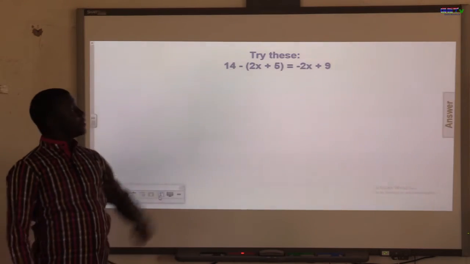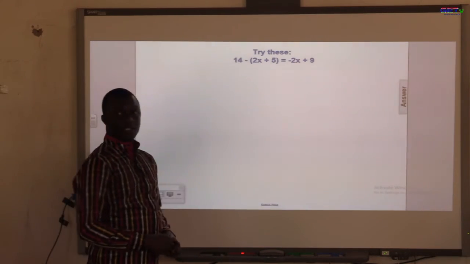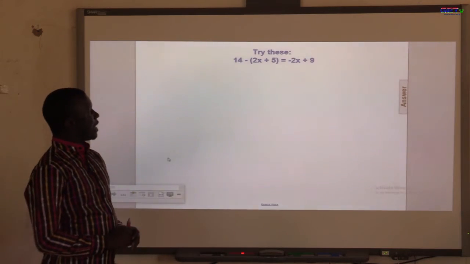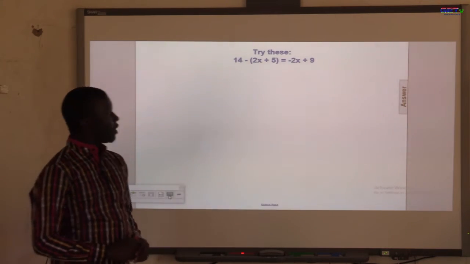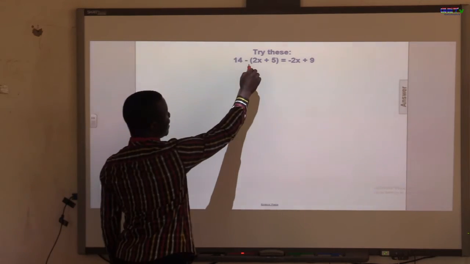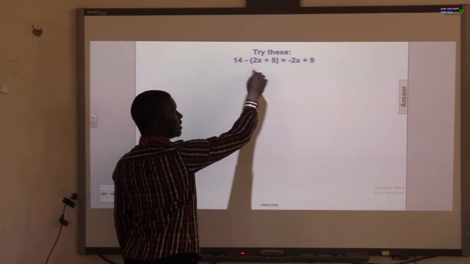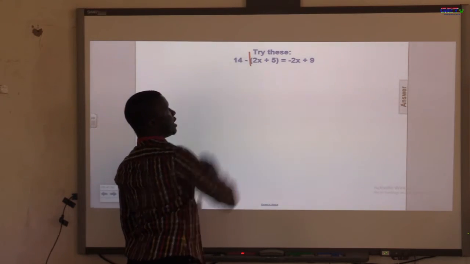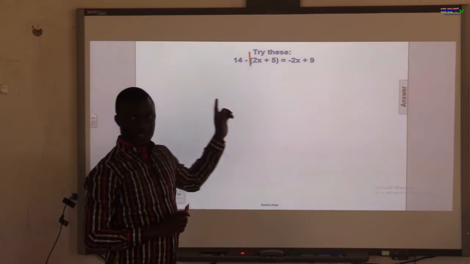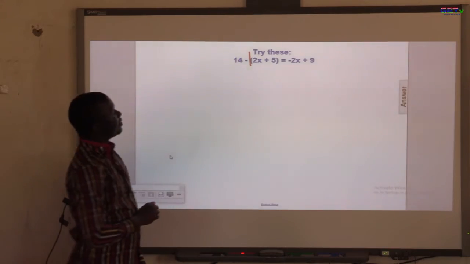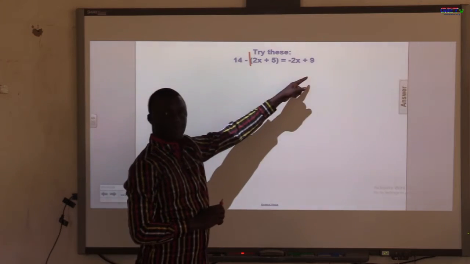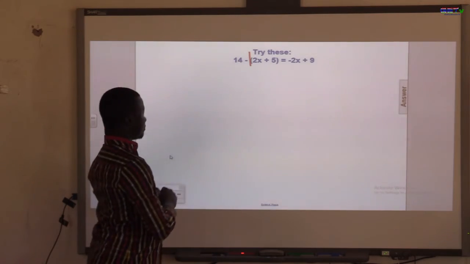Can we try this together? We have 14 minus the quantity 2x plus 5 equals negative 2x plus 9. The negative sign outside the bracket affects everything that is inside the bracket. And then, as we discussed before, this has a coefficient of 1. The 1 is not visible, but it is there. So therefore, in expanding our bracket, we must multiply everything that is inside the bracket by negative 1.